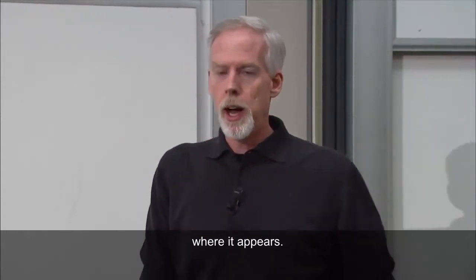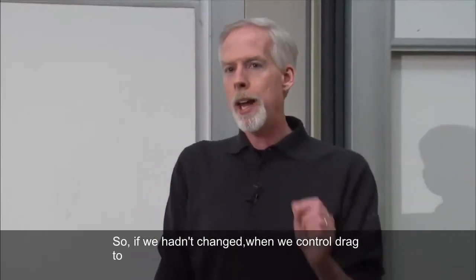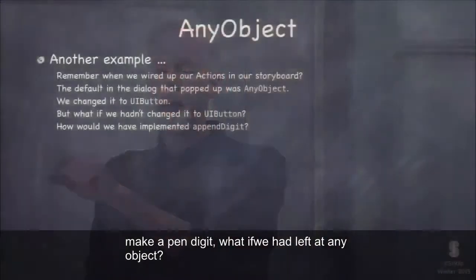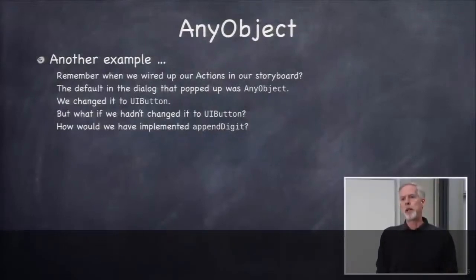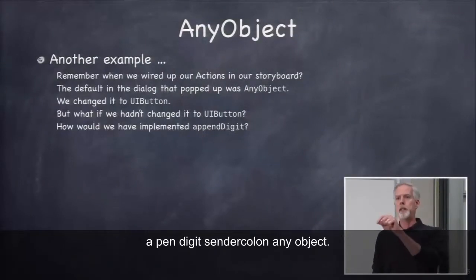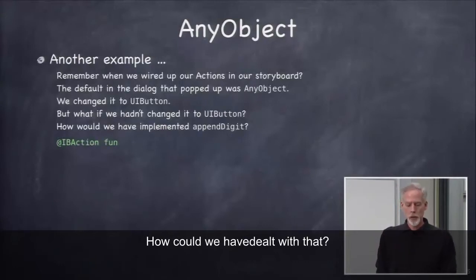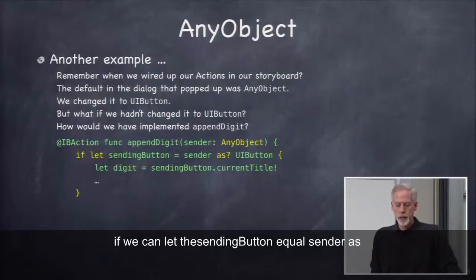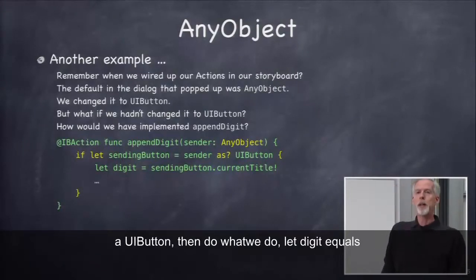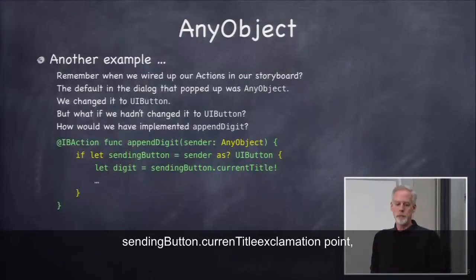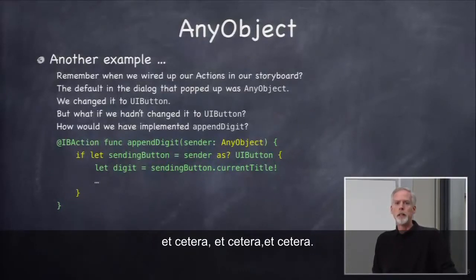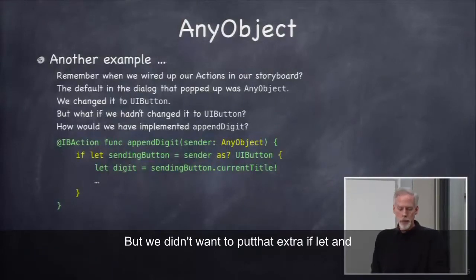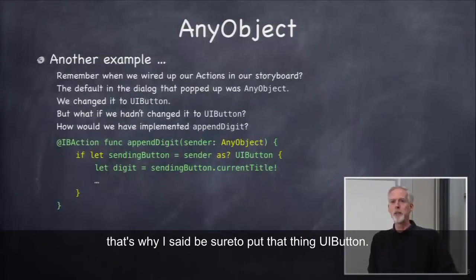Another example of any object and where it appears. If we hadn't changed, when we control dragged to make append digit, what if we had left it any object? Okay, so we had append digit sender colon any object. How could we have dealt with that? Well, we just would have said, if we can let the sending button equal sender as a UI button, then do what we do. Let digit equal sending button dot current title, exclamation point, et cetera. Make sense? But we didn't want to put that extra if let, and I hadn't taught you about as, so that's why I said be sure to put that thing UI button. All right?